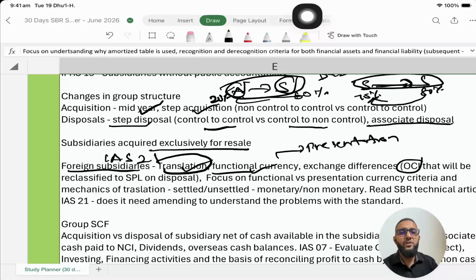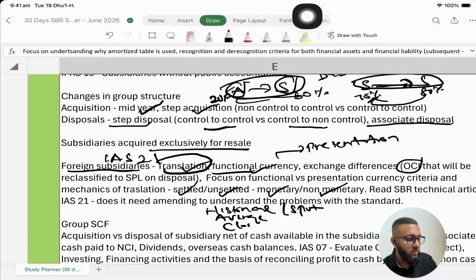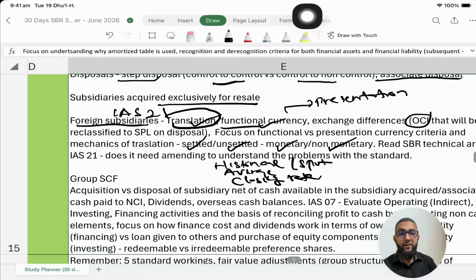The mechanics of translation are very simple. First, is it settled or unsettled? Depending on that, whether it's a monetary item or a non-monetary item, right? And depending on that, there are different ways in which you translate. Either you use the historical or spot rate, or you use the average rate, or you use the closing rate. Okay. Right. So when I take you through the technical aspects of group accounting standards, we will be looking at it in detail. Okay.